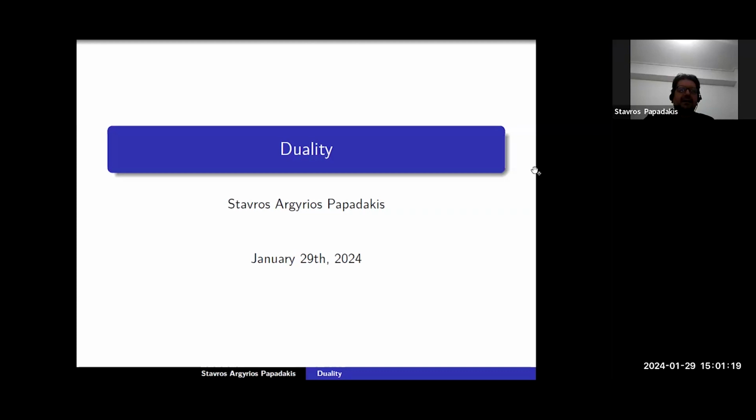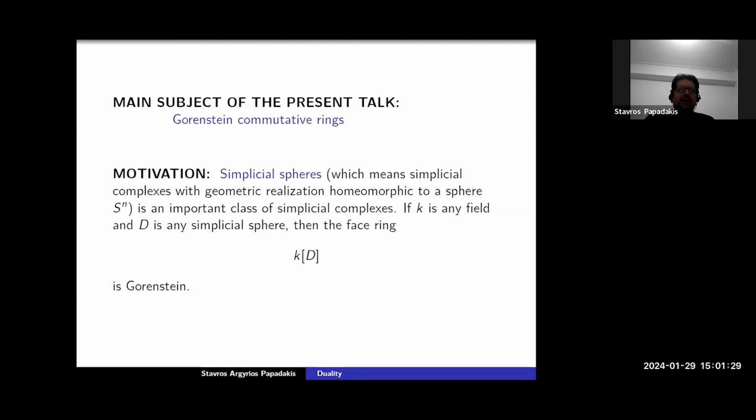The main subject of the present talk is Gorenstein commutative rings. The motivation behind it is the following with respect to the present workshop.